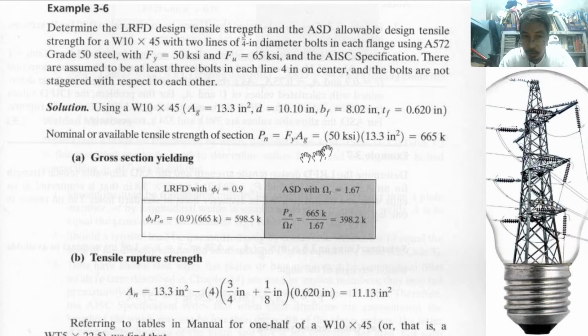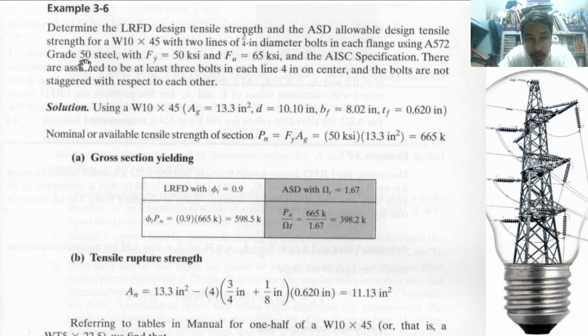This is our yield limit state. So yield times gross area, therefore we have the nominal tensile force. Yield is grade 50, therefore the yield is 50 KSI, multiplied by 13.3. So this value is coming from the grade 50 steel.